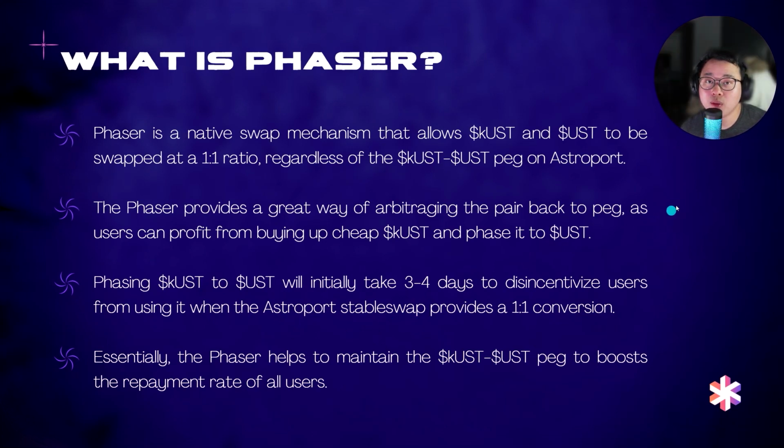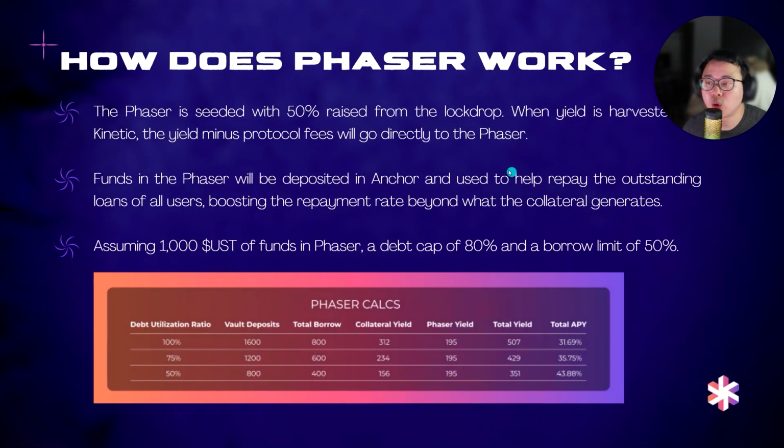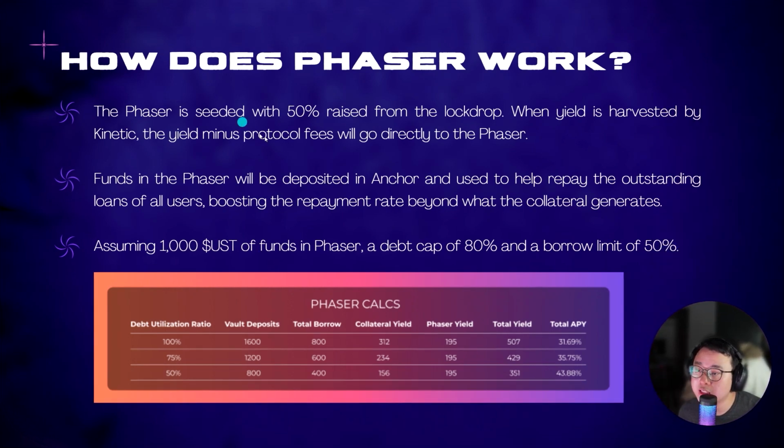So let's go into a bit more detail on how Phaser works, because it's a very important mechanism for the whole Kinetic Money ecosystem. During this lock drop, the Phaser is seeded with 50% of the funds from the lock drop. So let's say the lock drop generates 20 million in TVL, then they will take the 20 million divided by 2, by 50%, and that's 10 million, and that will go into the Phaser.